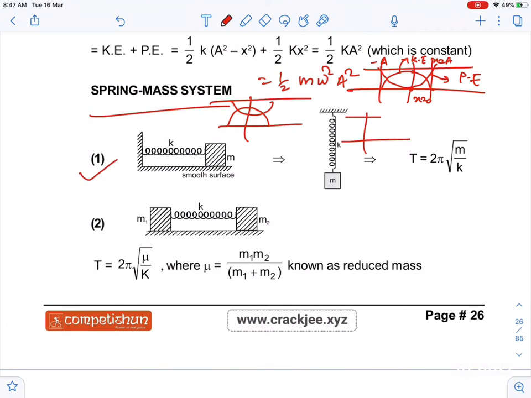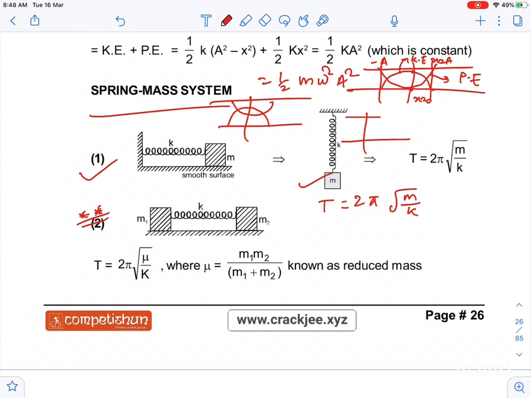So spring mass system, if this system is given in exam or this system in exam, write time period 2 pi under root m by k. In a separate video I will discuss how you can derive this. Now guys, very important question. I hope this type of question may be asked in coming exams.